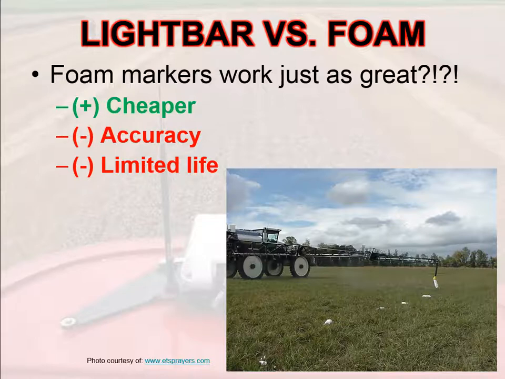And you're going to see a little bit later on where, utilizing a guided system, we can come back and use the same pattern time and time again later on, whether it's in the next 20 minutes or in 2 years. So yeah, foam markers had their place in the market, but now because of the guidance systems, you can even question the cheaper part, because some of the guidance systems have become really affordable. There are probably some out there that cost the same amount that you would pay for a foam marking system.